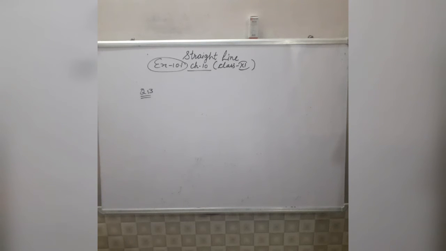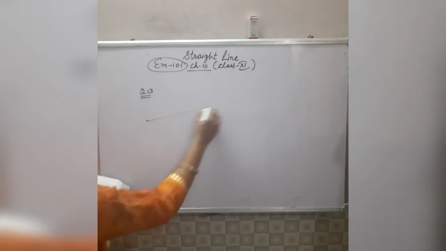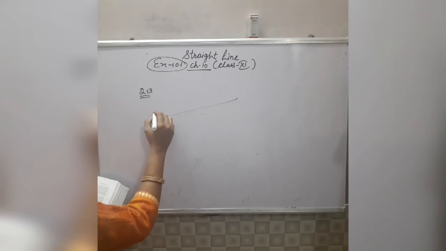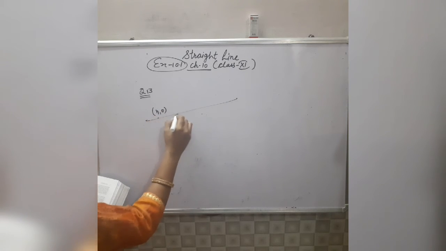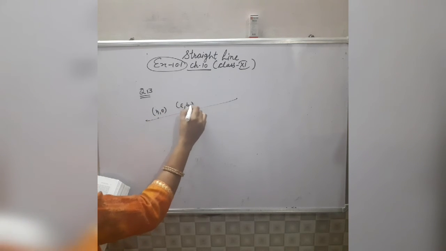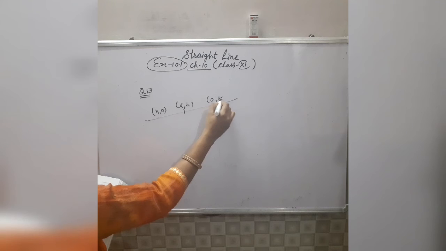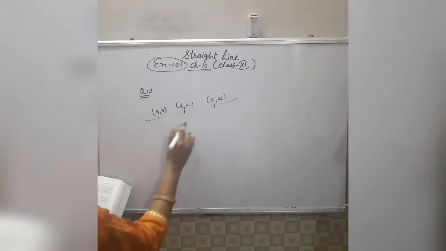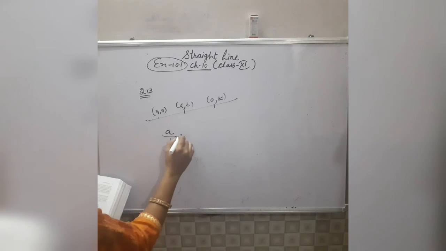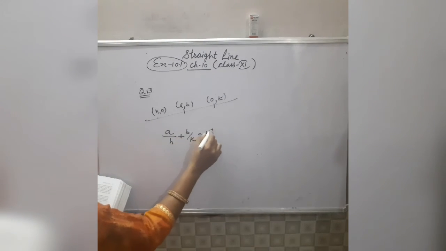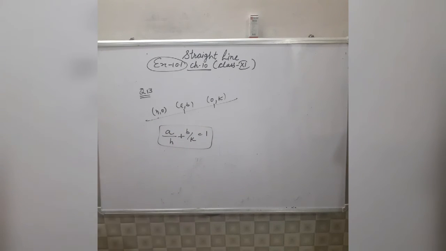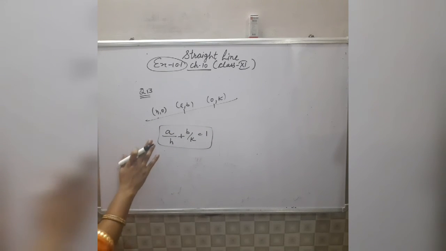In question number 13, if 3 points given to you lie on a line, let us suppose this is a line, and the points are (h, 0), the second point is (a, b), the third point is (0, k), lie on a single line, then show that a by h plus b by k equals 1. Now we have to prove this result.